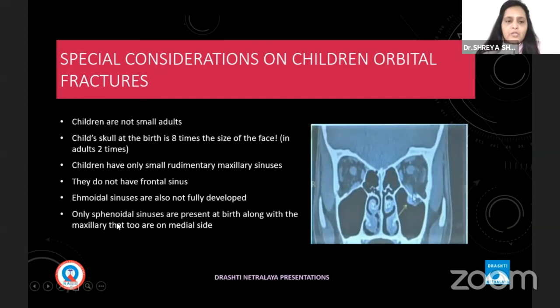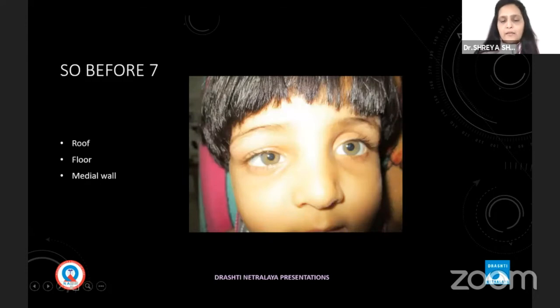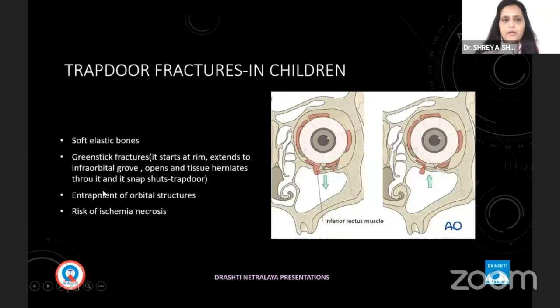There are some special considerations in children for orbital fracture, because at birth the skull is 8 times larger than the face, and only sphenoidal sinuses are present along with a rudimentary maxillary sinus. So before 7 years of age, mainly orbitocranial fractures happen, because the eyes and face are recessed and the orbital rim is prominent. So in children, the roof comes first, then the floor, and then the medial wall.